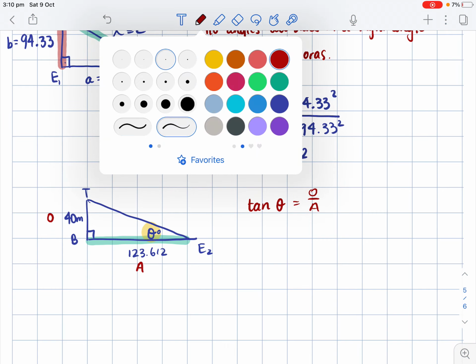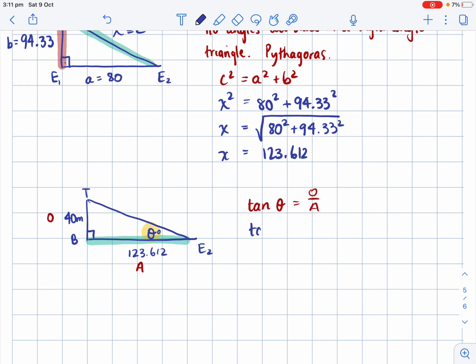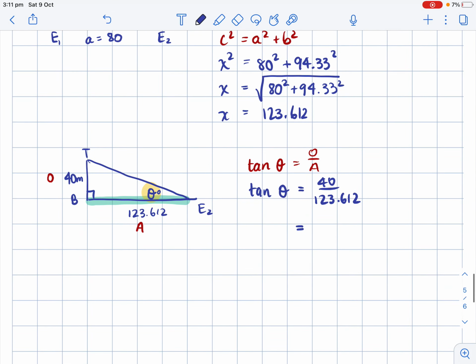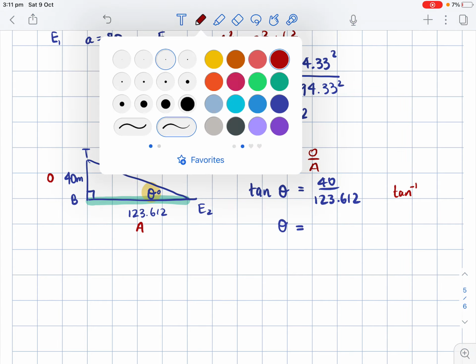I don't know what the angle is. I do know what the 2 sides are. So substitute 40 over 123.612, and then type that into your calculator. Oh, before I type it into my calculator, sorry, the screen scrolled. I have to do one more step. I have to undo the tan. Remember, when we're finding an angle, I use inverse tan.